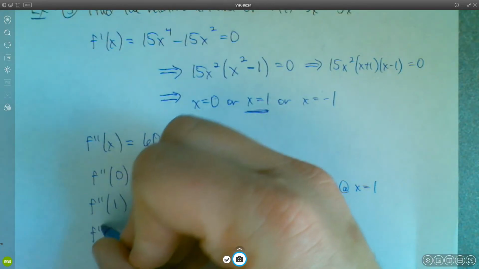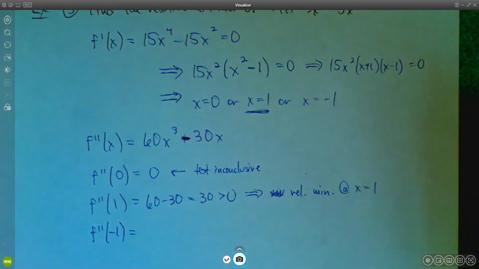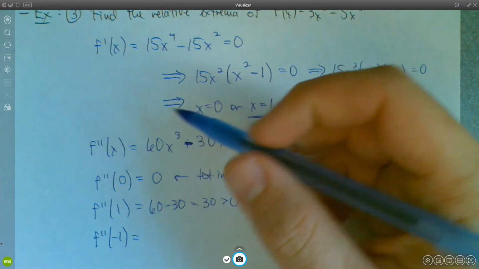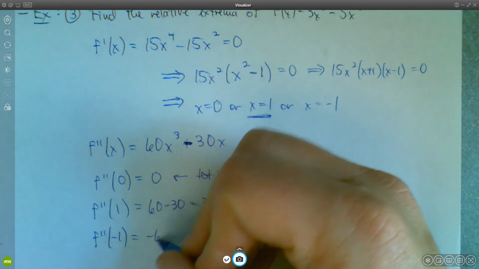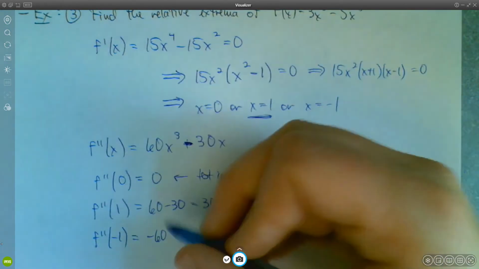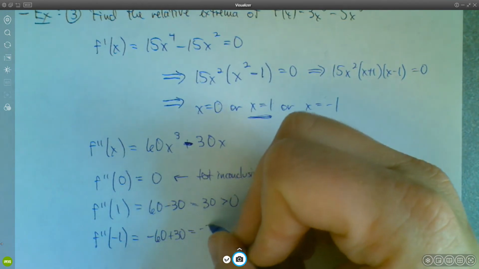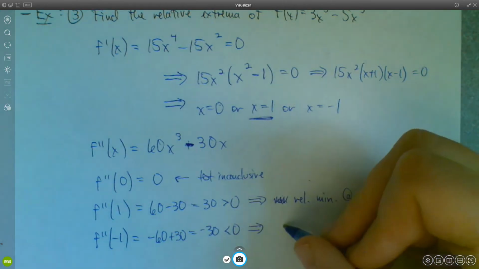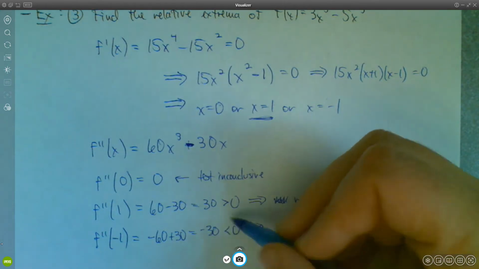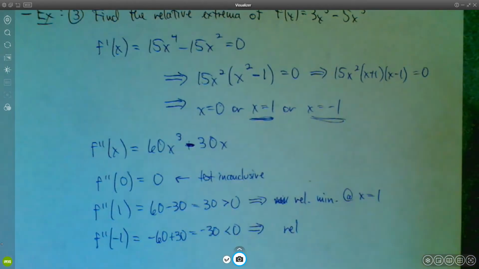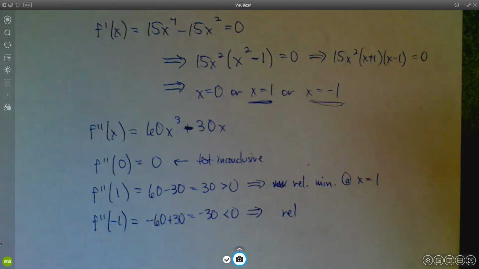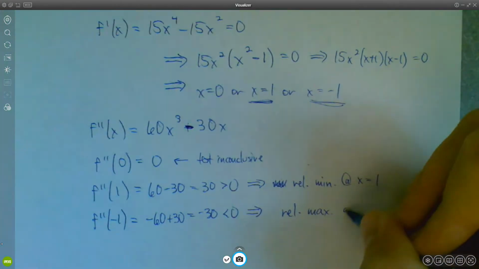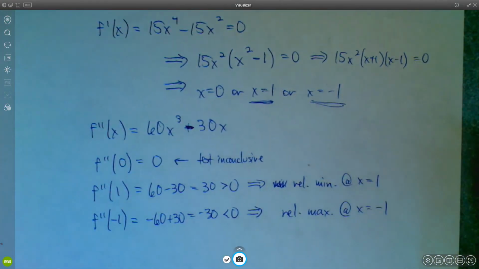Okay, what about f double prime of negative 1? Negative 1 cubed is negative 1. Negative 1 times 60 is negative 60. Negative 1 times negative 30 is positive 30. That's going to give you negative 30, which is less than 0. Okay, so that tells you you're concave down, and you've got a critical point there. So that critical point must be a relative maximum. So you've got a relative maximum at x equals negative 1.